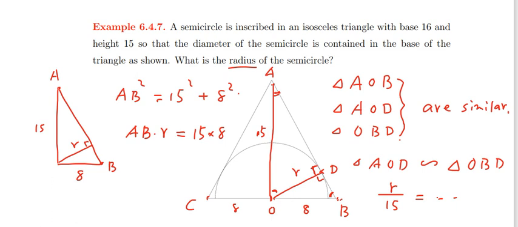So if we use this large triangle, the area is half of 8 times 15, which equals AB times R. So from here, this way, we can find R. Okay, so we can stop here and we will continue.